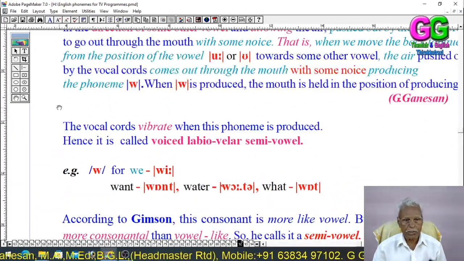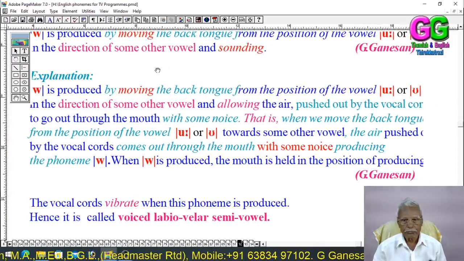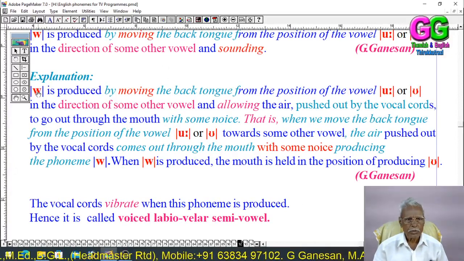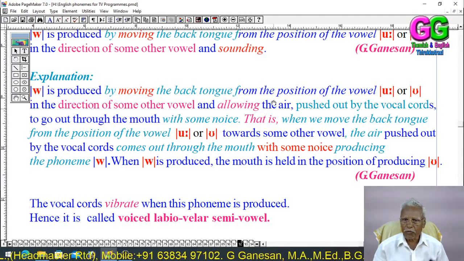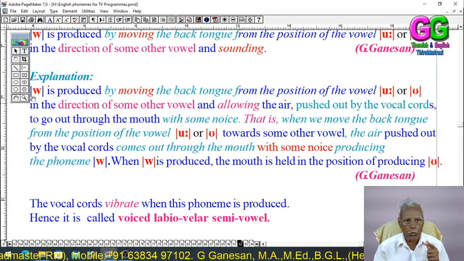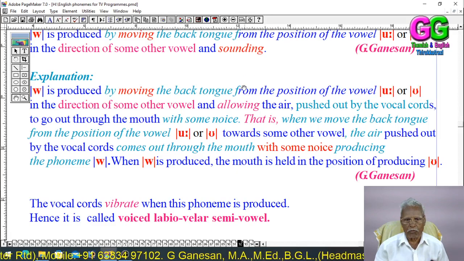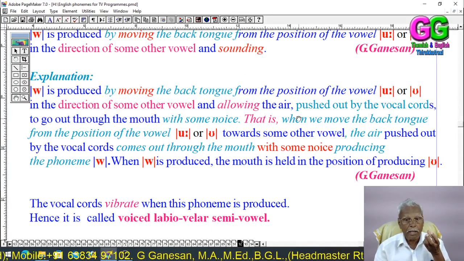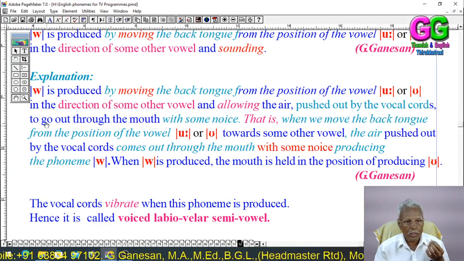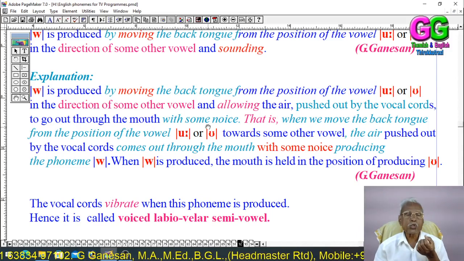Let us see the explanation. W is produced by moving the back of the tongue from the position of the vowel oo in the direction of some other vowel, and allowing the air to push out the vocal cords and come out through the mouth with some noise.